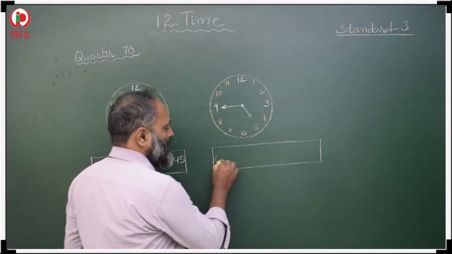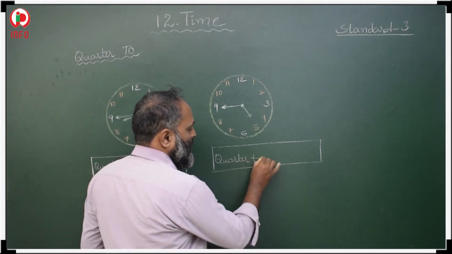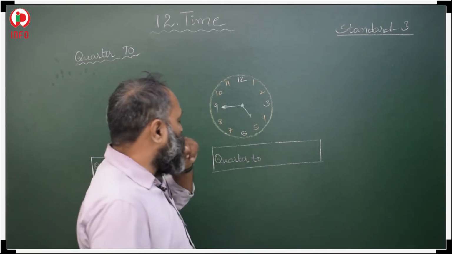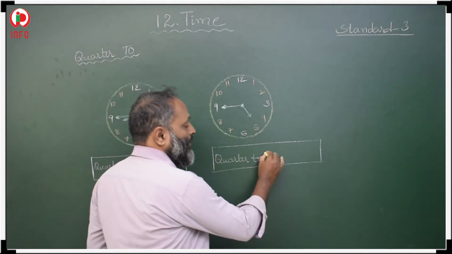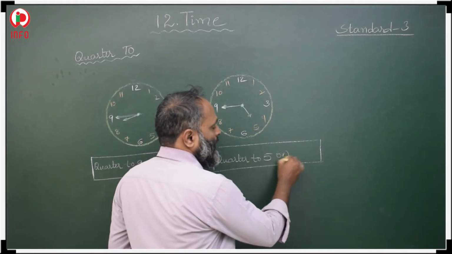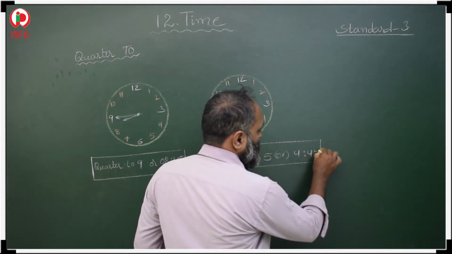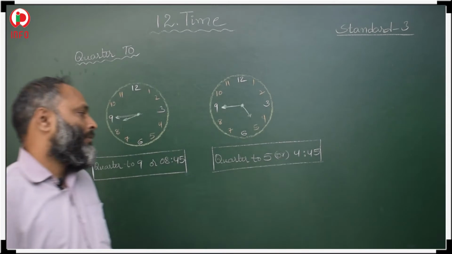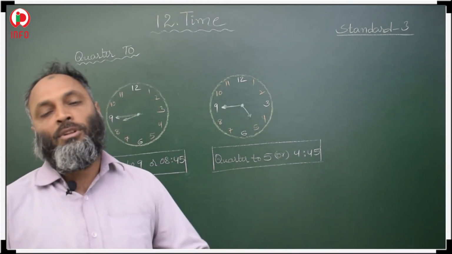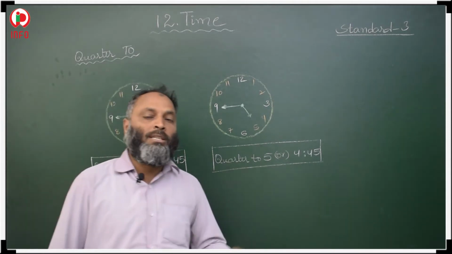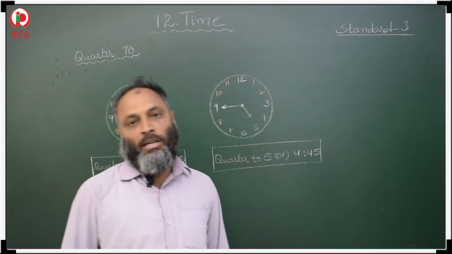Now here the minute hand is at 9, so quarter to. First you write quarter to. Here the hour hand is near 5, so quarter to 5, or 4:45. Quarter to means 15 minutes less than 5 o'clock. Otherwise 4:45 is also correct.